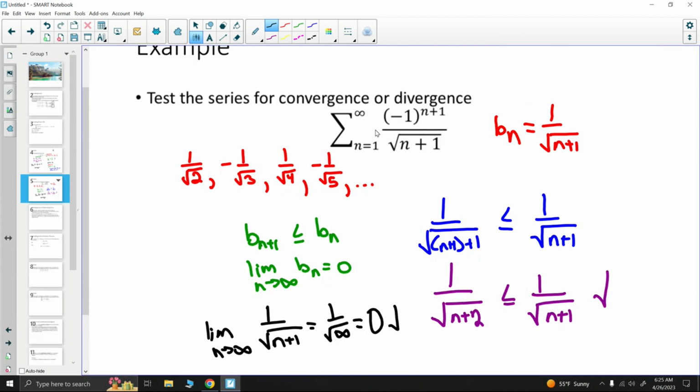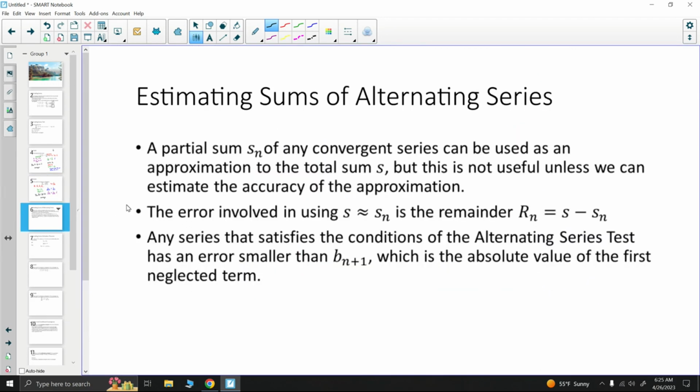We can now estimate. So let's talk about estimating the sum. A partial sum S sub n of any convergent series can be used as an approximation, as a reminder, to the total sum. So if we want to know the infinite sum, but we don't really know how to find it, we can always approximate it using a partial sum, and we can be more exact the further out we go. But it's not really all that useful unless we can also estimate the accuracy of the approximation.